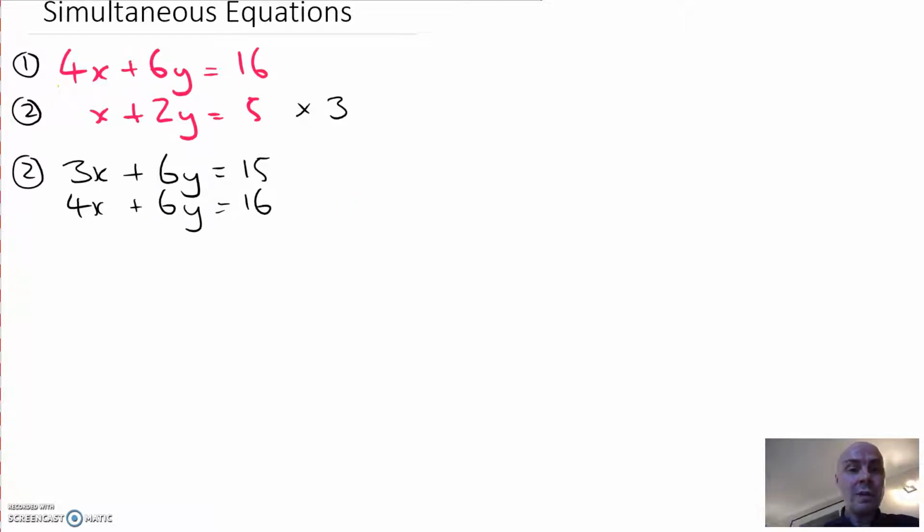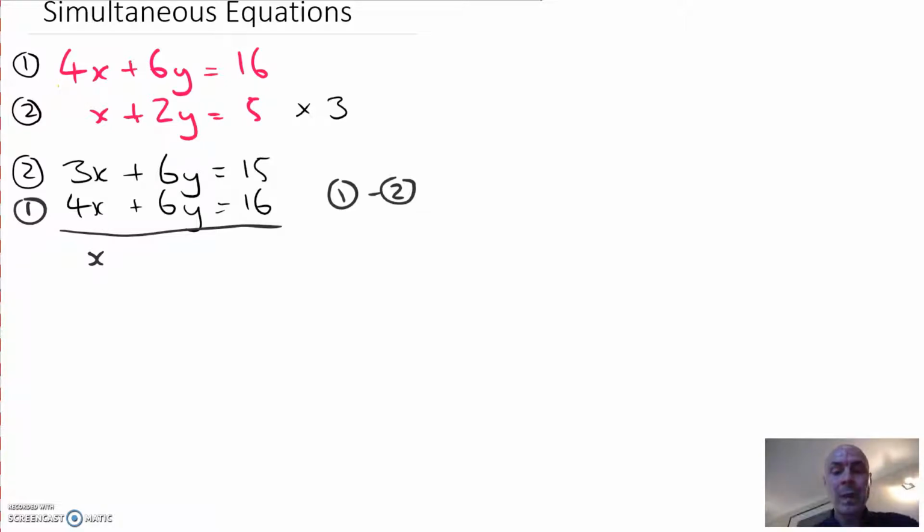But I notice that if we look at the bottom equation, we've got 4x. So I'll put an equation 1 there. It might make sense to do equation 1, take away equation 2, because that's going to be a little bit easier for me. So I'm going to do 4x take away 3x, that gives me x, 1x. I'm going to do 6y take away 6y. That gives me nothing. That's the trick. That's why we need to do it, so that our y's disappear.